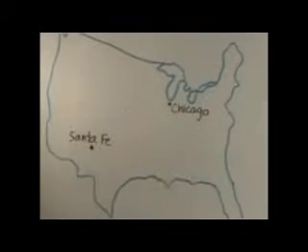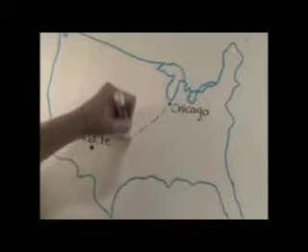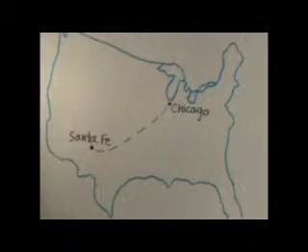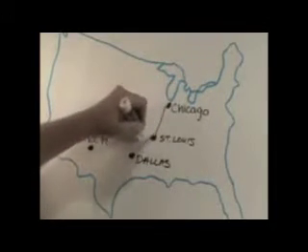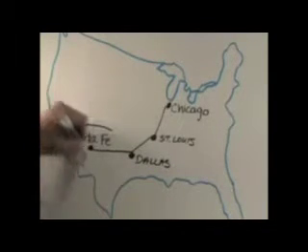To get from Chicago to Santa Fe, we need to see the network of roads that will get us there. We see that Chicago is connected to St. Louis, which is connected to Dallas, which is connected to Santa Fe.